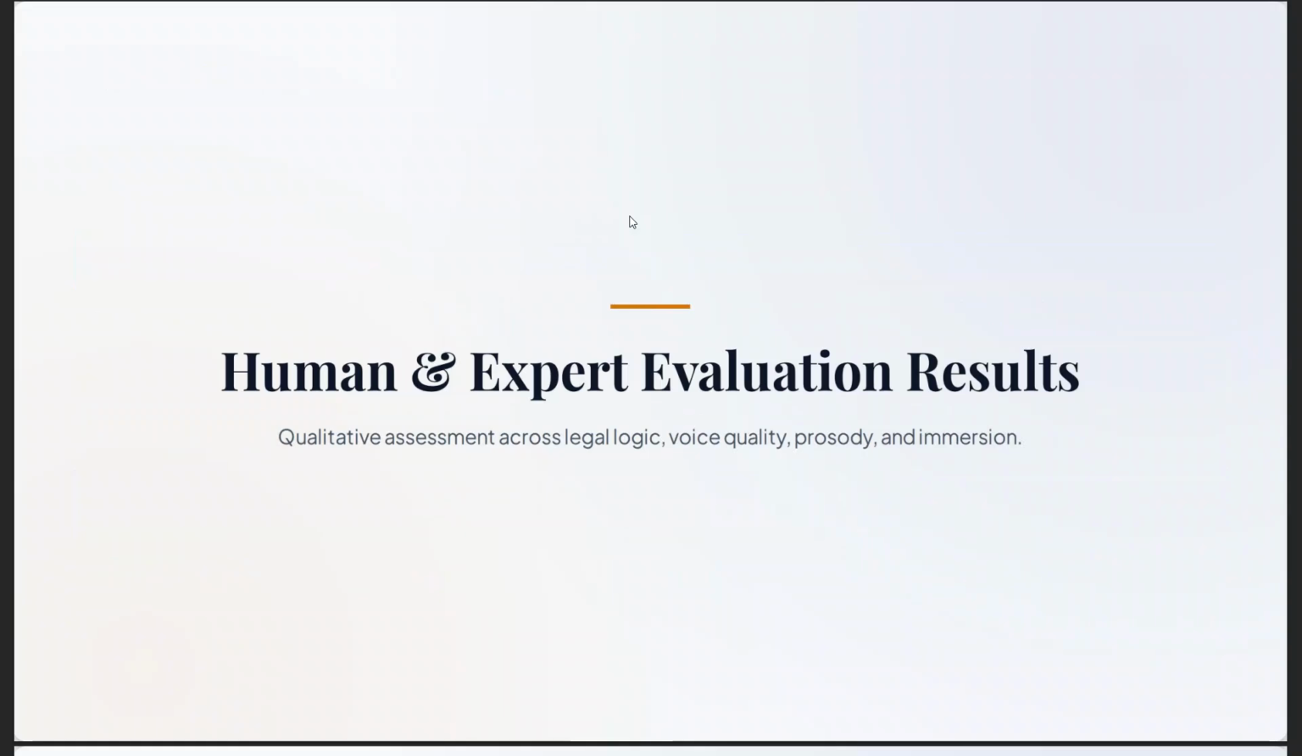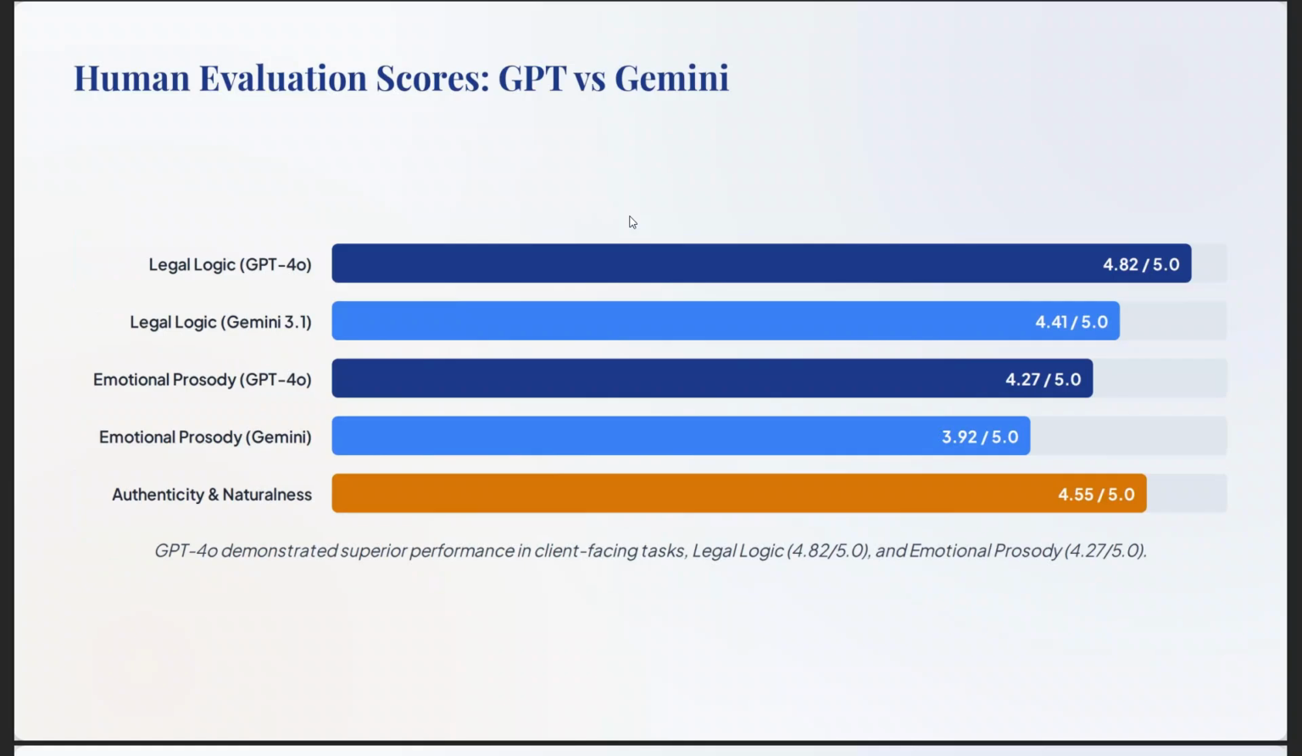Human and expert evaluation results: qualitative assessment across legal logic, voice quality, prosody, and immersion. Next are human evaluation scores, GPT versus Gemini: legal logic for GPT-4o and Gemini 3.1, emotional prosody for GPT-4o and Gemini, and authenticity and naturalness. The score for legal logic for GPT-4o is 4.82. For Gemini, the same score is lower, 4.41. For emotional prosody also, GPT-4o scores better than Gemini, and authenticity and naturalness has an average score of 4.55.